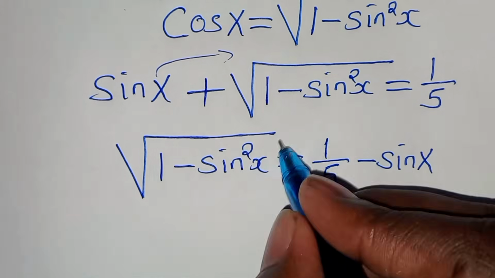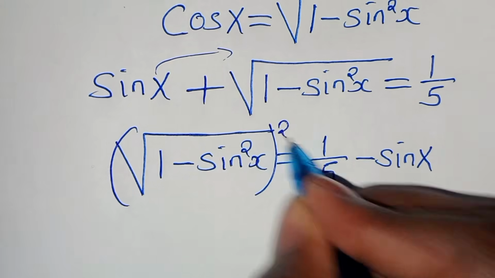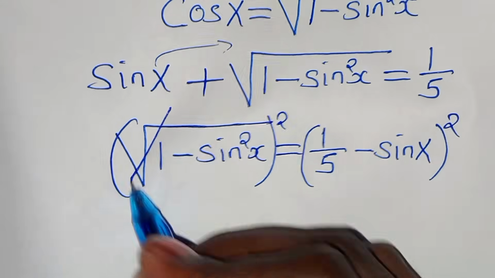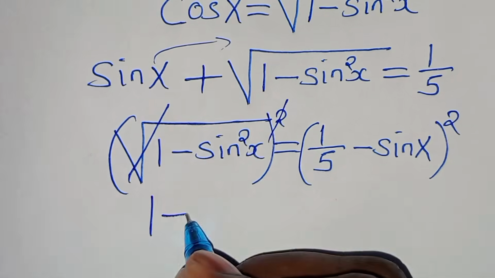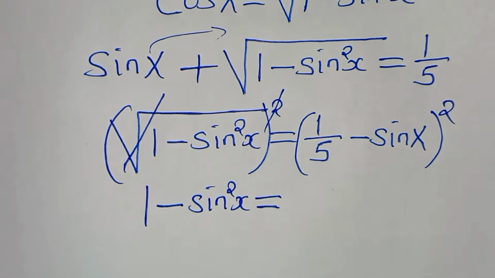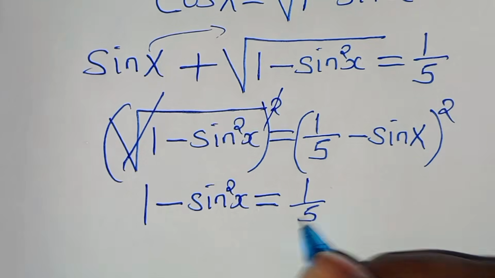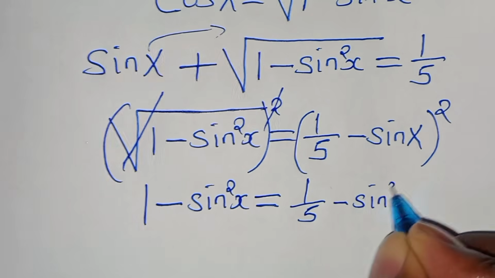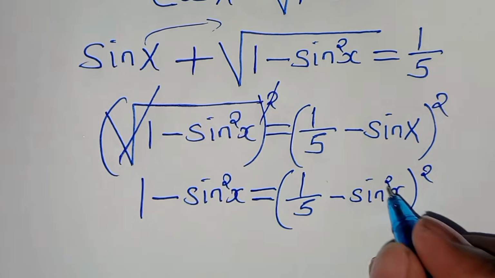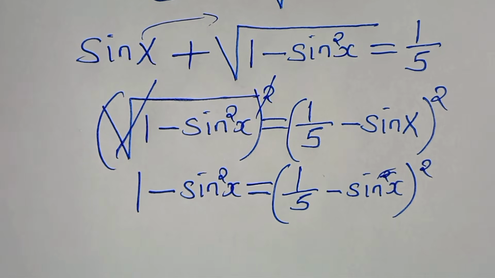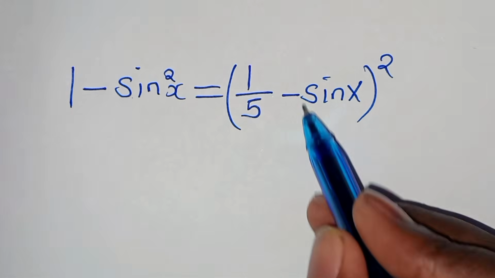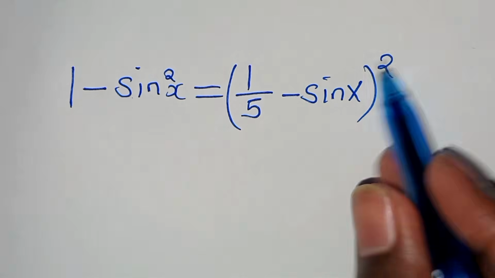Now the next step is to square both sides. Let's square both sides from here, so that we eliminate this square root sign. Here we have 1 minus sin squared x equal to 1 over 5 minus sin x all raised to the power of 2. So this is 1 minus sin squared x equal to 1 over 5 minus sin x raised to the power of 2.